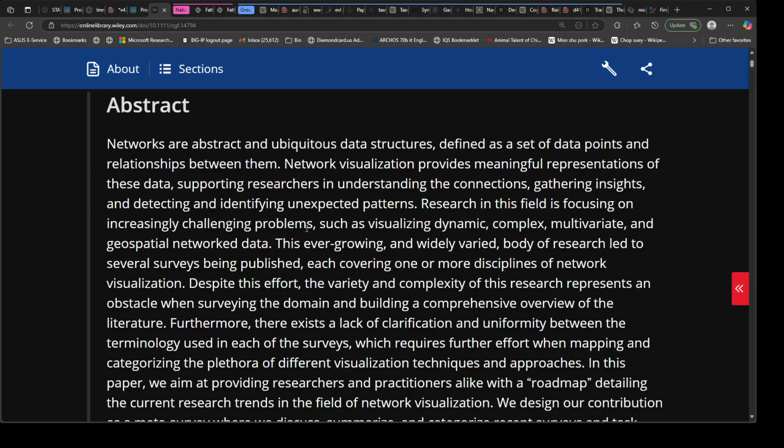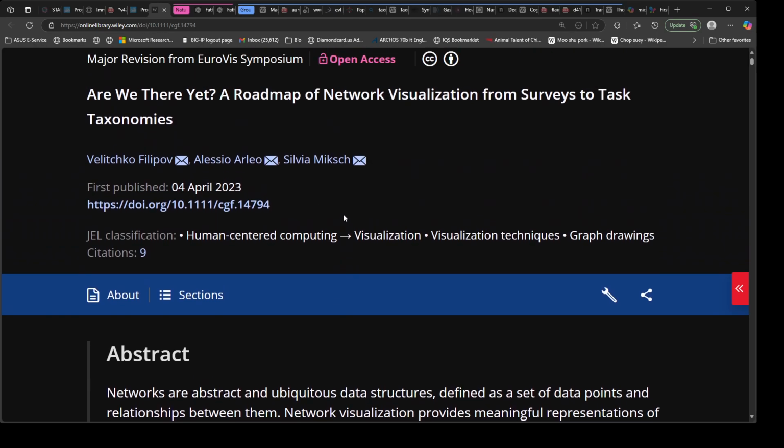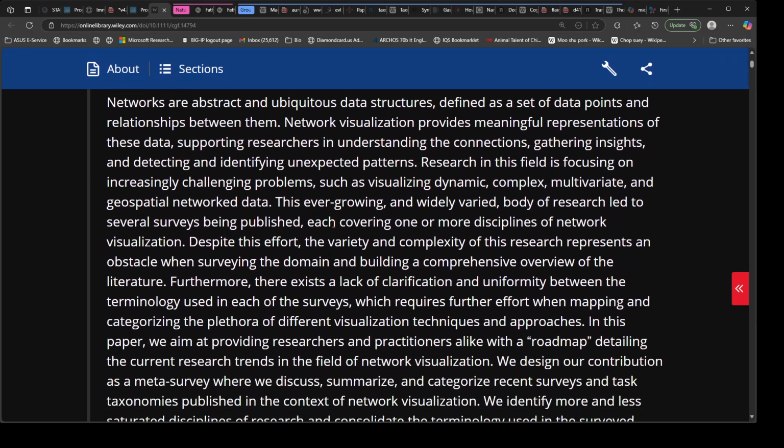Despite this effort, the variety and complexity of this research represents an obstacle when surveying the domain and building a comprehensive overview of the literature. Furthermore, there exists a lack of clarification and uniformity between the terminology used in each of the surveys, which requires further effort when mapping and categorizing the plethora of different visualization techniques and approaches. In this paper, we aim at providing researchers and practitioners alike with a roadmap detailing the current research trends in the field of network visualization.